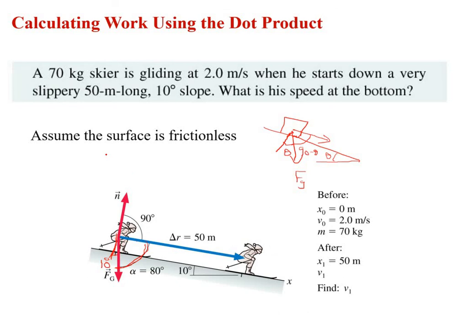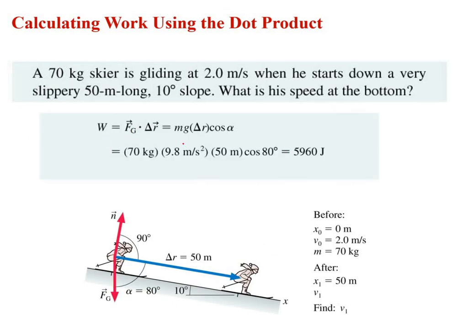So you just have to multiply the force of gravity times the displacement times the cosine of 80 degrees, and the displacement is given as 50 meters. The force of gravity is m g: this is the mass, this is 9.8. And the cosine of 80 degrees gives you this answer. Now we found the work done by gravity. Again, the work done by the normal force is 0. There's no friction, so gravity is the only force we have to worry about in order to find the work done.